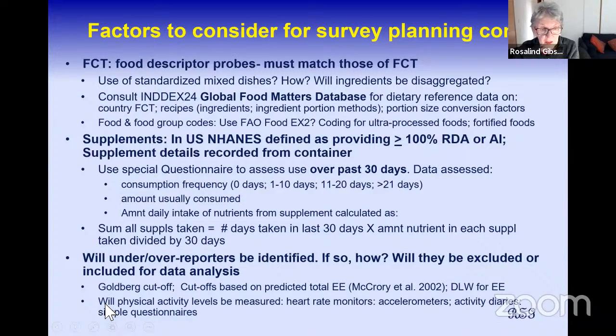Finally, are you going to measure physical activity during your survey? There are many different methods for measuring physical activity that range from heart rate monitors, accelerometers, activity diaries, or simple questionnaires. So a decision has to be made about which of those would be most appropriate for your use.